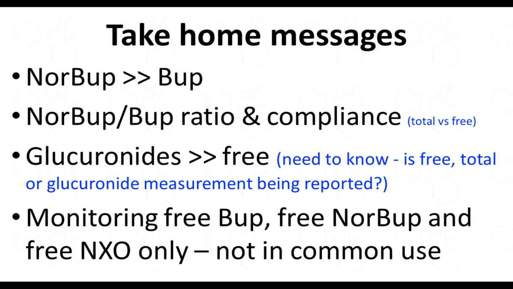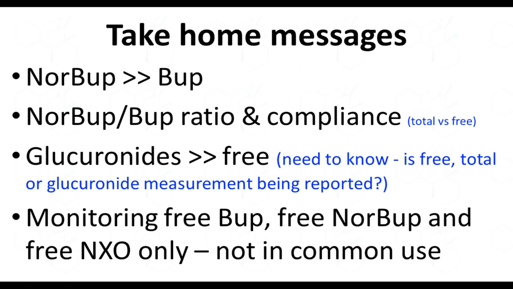All of these are using LC tandem mass spec for testing. So the take-home message is that you can expect that in compliant patients, the norbuprenorphine is going to be higher, much higher than the buprenorphine. The ratio of those two may be helpful if there's a question about compliance, and it's important to know whether that ratio has been measured with total or free methods.